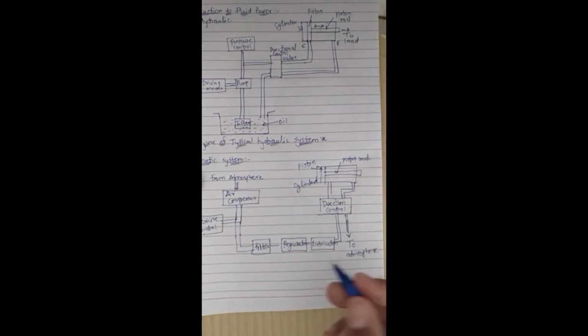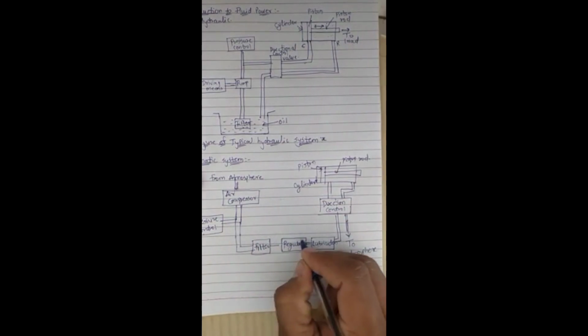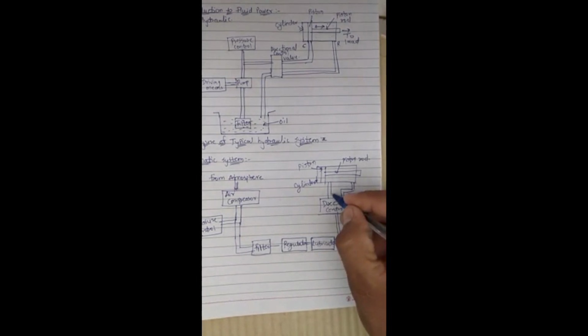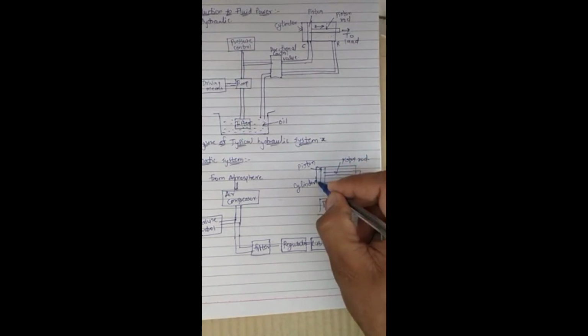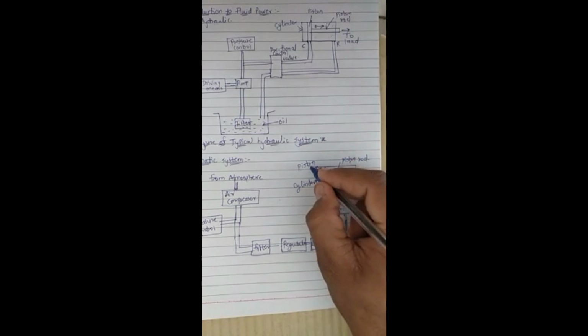Then there is a regulator. The regulator is used to regulate the speed of the system. Then lubricant is required for the processing so that it does not affect the system. Then there is a direction control that gives the flow to the system in the required direction.